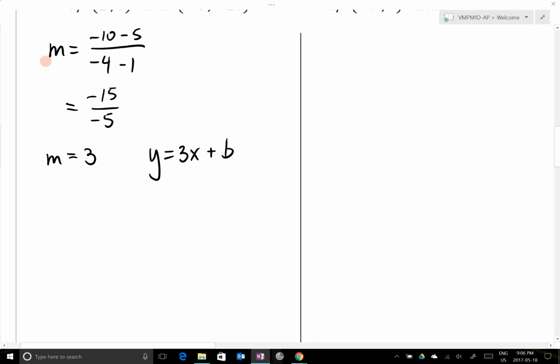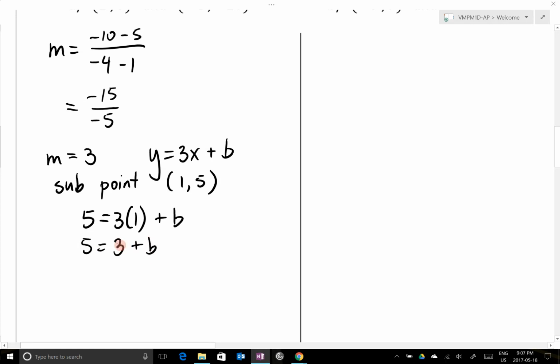So I'm going to substitute the point 1, 5. The y value is 5, so where I have y here, replace it with 5. So 5 equals 3 times the x value, which is 1, and then plus b. Just like any equation, you're solving for the unknown, and you want to isolate it. So I have 5 equals 3 plus b, and if I subtract 3 from both sides, or just guess by inspection, 3 plus 2 is going to equal 5. So b is equal to 2.